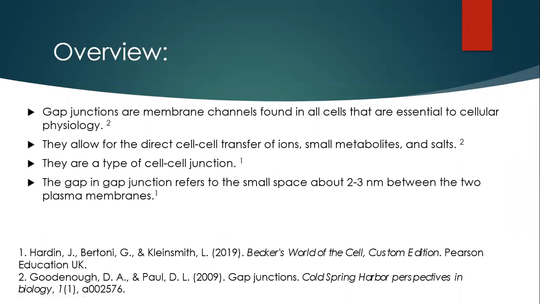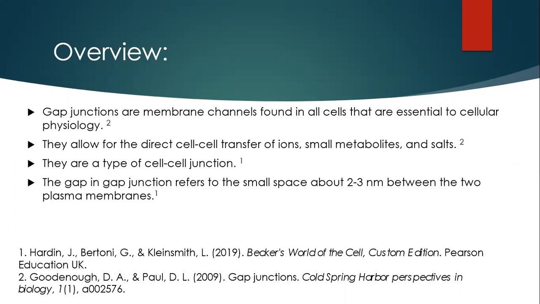And so, multicellular organisms use cell-to-cell junctions in order to join cells that are in long-term association with one another. So, gap junctions are a type of these cell-to-cell junctions. They are membrane channels found in all cells that are central to cellular physiology. They allow for the direct cell-to-cell transfer of ions, small metabolites, and salt.